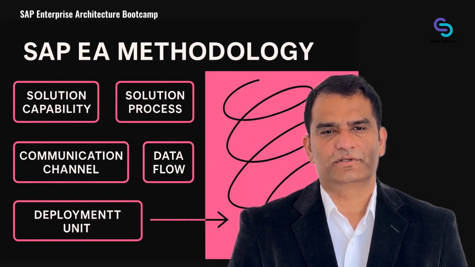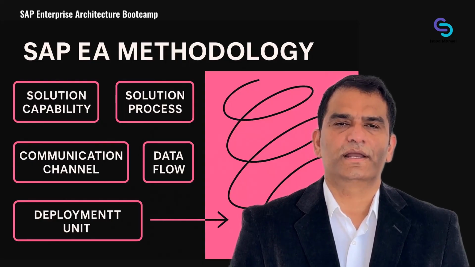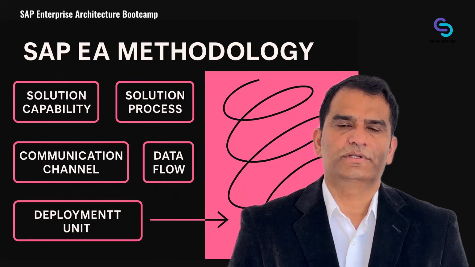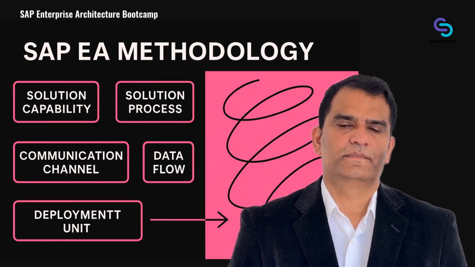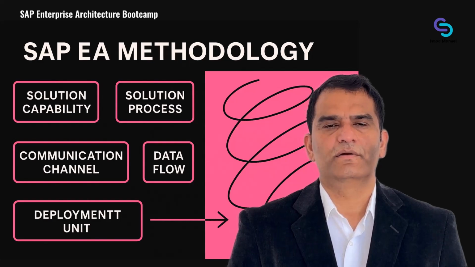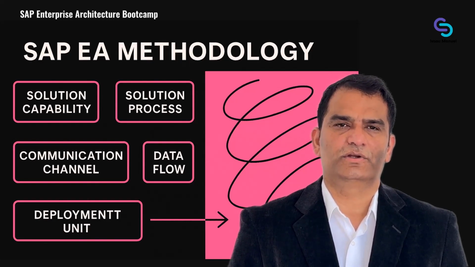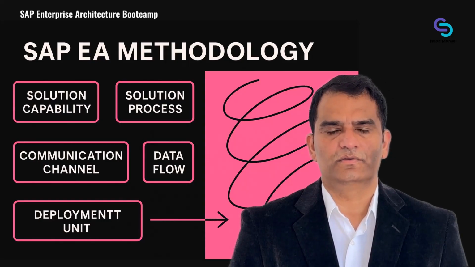The SAP EA methodology guide provides a glossary of these terms so that everyone in the EA team uses them consistently. This avoids the scenario where one document calls something a function and another calls it a capability and a third calls it a module, which can create confusion if not normalized.